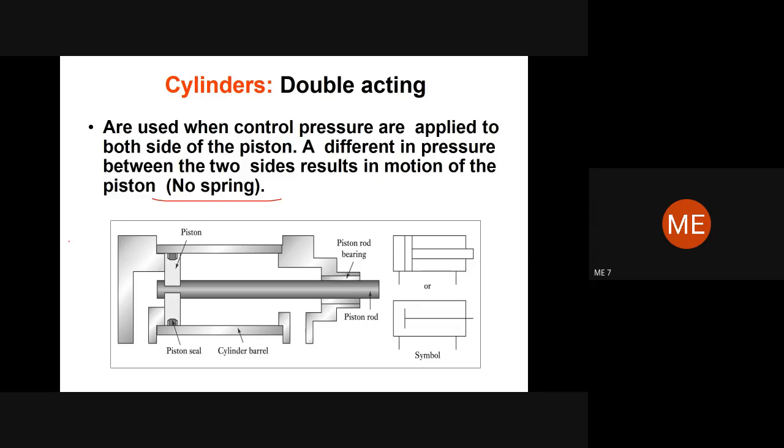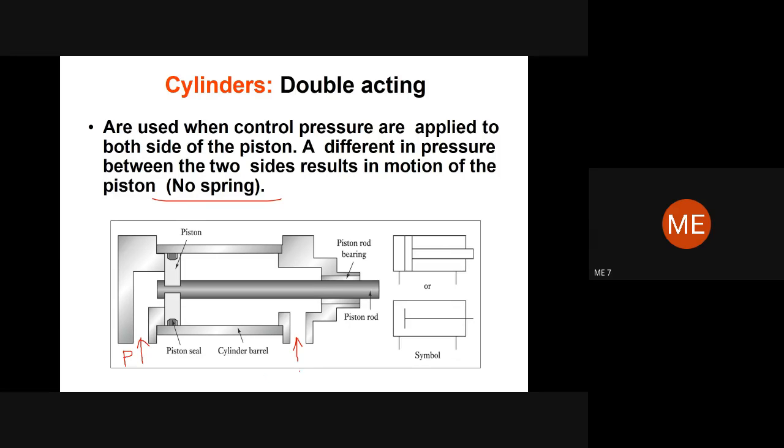Now in the double acting cylinder, remember, very important, the term double acting cylinder is used when the control pressure is applied to both sides of the piston. Please observe. The control pressure is applied to this port and also the control pressure is applied to this port. So both the ports you are going to apply the pressure.